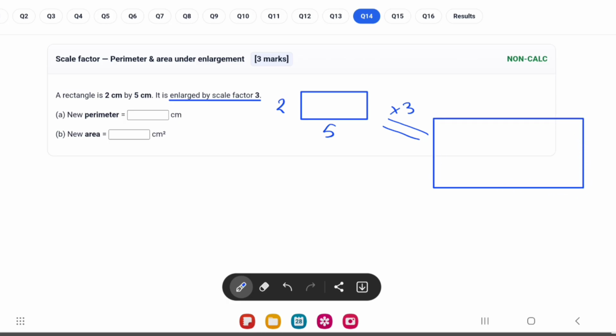And this is very simple. Before, one of the sides was 2. You're gonna be timing both dimensions by 3. So 2 times 3 is 6, and 5 times 3 is 15. Now you can complete the questions. The perimeter is adding all the sides together. The area is base times height. So just follow me.